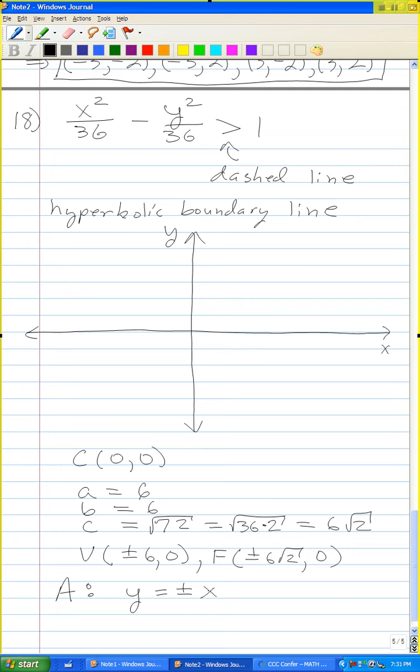Okay, so let's do this. So 6. Let's just see if I can do it. 1, 2, 3, 4, 5, 6. Okay.